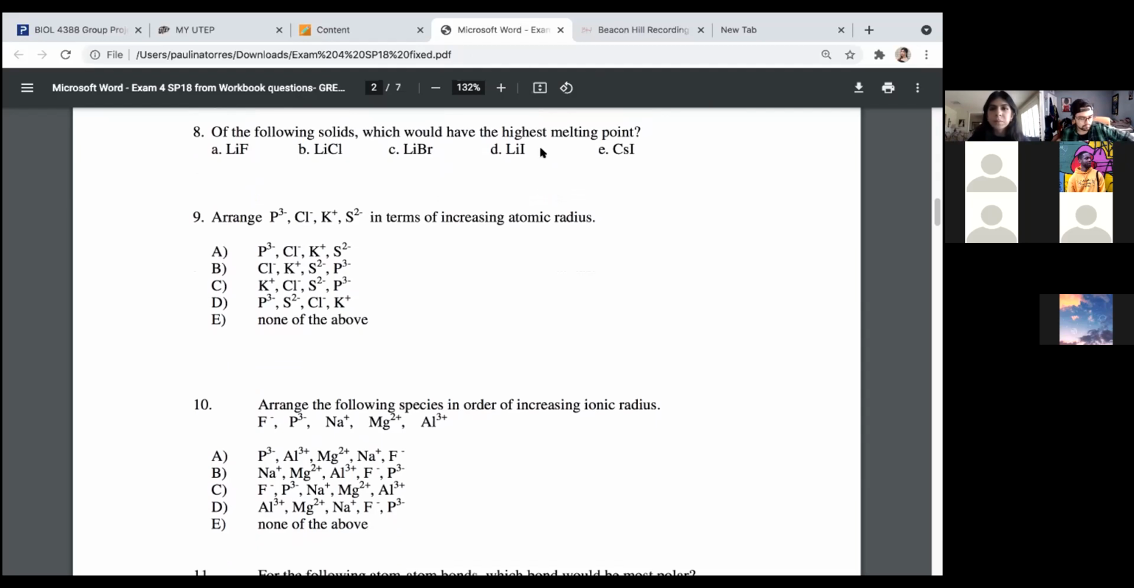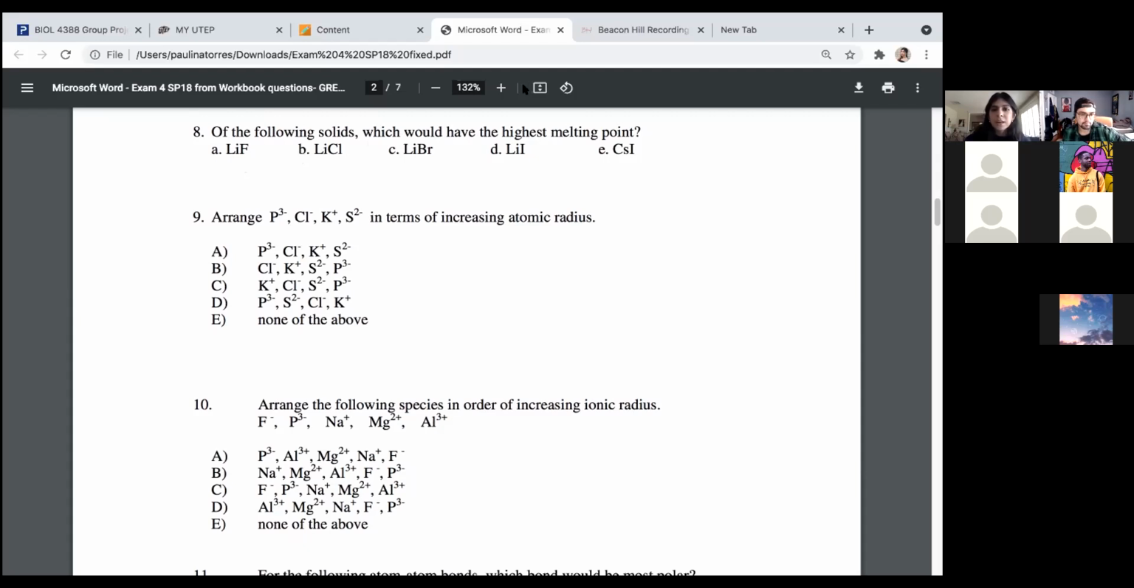So let's look at number 8. Of the following solids, which would have the highest melting point? Okay, so this is going to go hand in hand with the lattice energy. Whichever one has the strongest lattice energy is going to be the one with the highest melting point, because their bonds are so strong that it's going to take a high temperature to melt them. So you can think of this with the same trend.